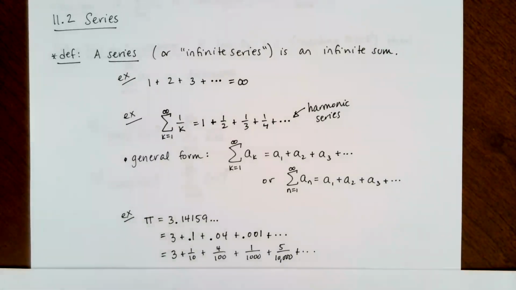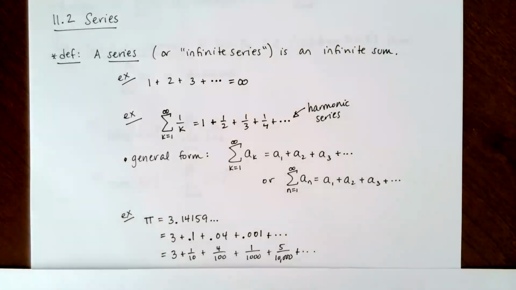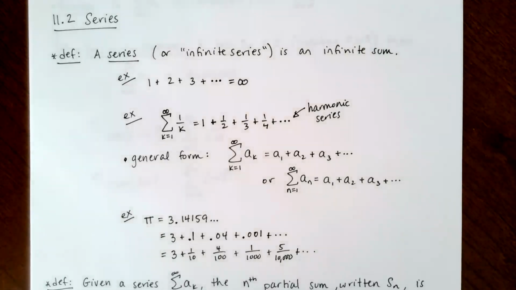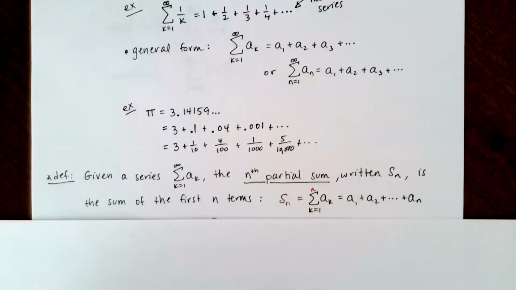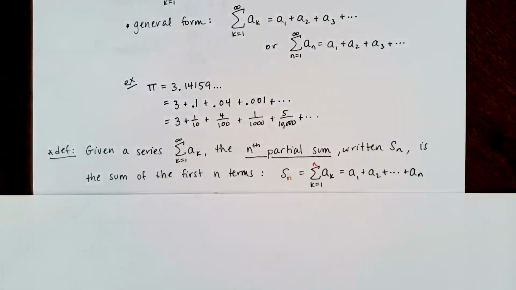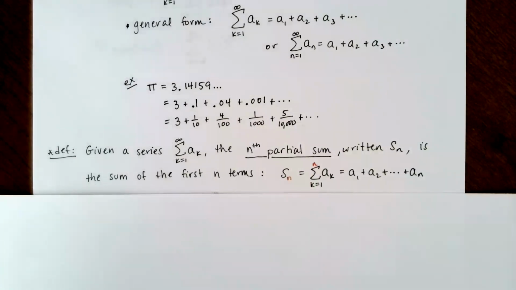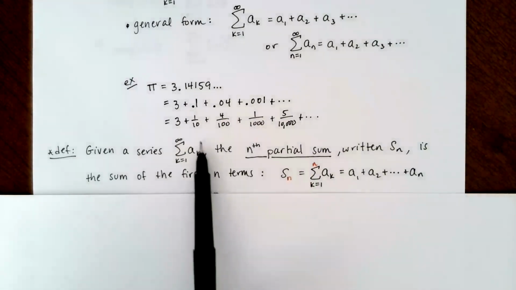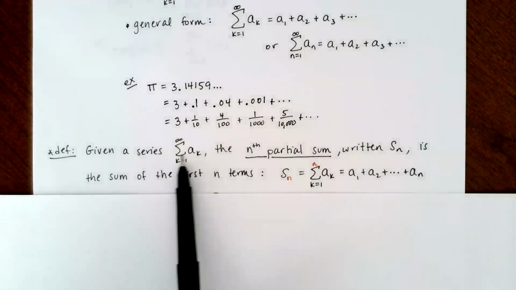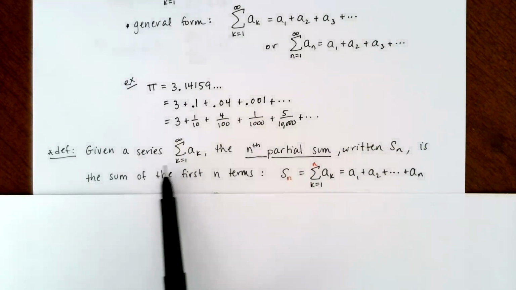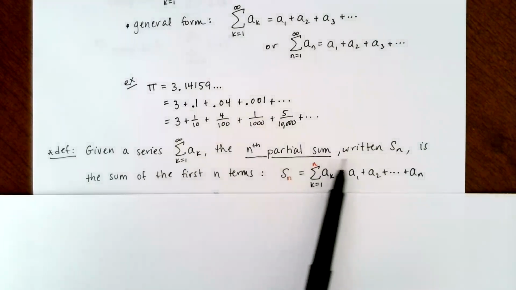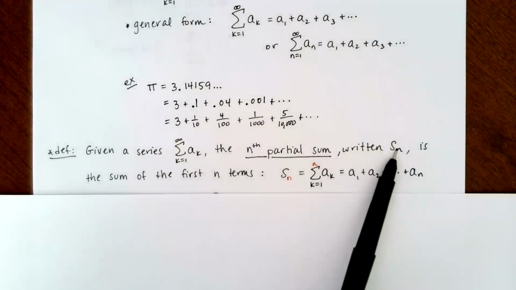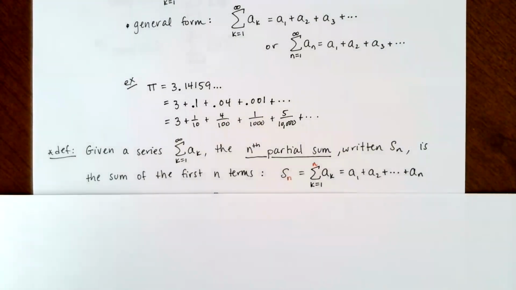So it's possible. Okay, so this leads us to another big definition that I'm kind of hiding for now. This is the definition for the nth partial sum of a series. Given a series, this is our generic looking series, and we're assuming the index starts at 1, although this can change. Given this series, the nth partial sum, which we write as a capital S with an index of n, is the sum of the first n terms of the series.